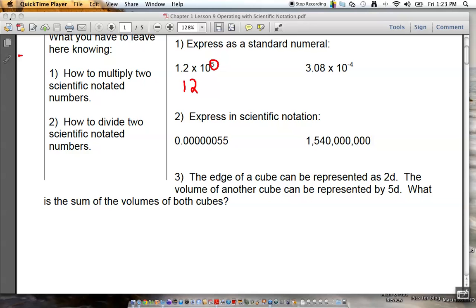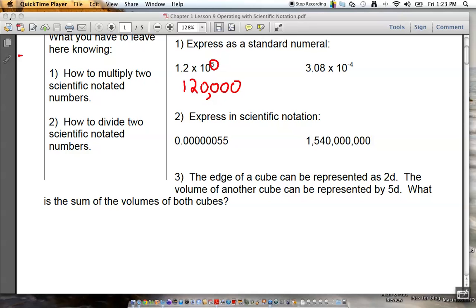Okay, 1, 2, 3, 4, 5. Now, what I always recommend that kids do after they convert to a standard numeral is go backwards and make sure it works with scientific notation. Rach, you with me here? Ready? 3, 4, 5. That makes 1.2 and 5 places, so I know that's right.